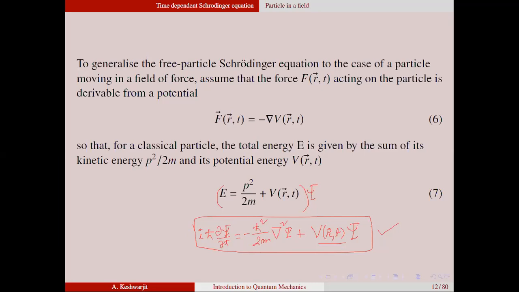In such cases, you have to express the Laplacian operator in spherical polar coordinates. Depending on the symmetry of the situation, we have to express the Laplacian accordingly. If the problem has spherical symmetry, then we express the Laplacian in spherical coordinates. If the object has cylindrical symmetry, then we express the Laplacian in cylindrical coordinates.